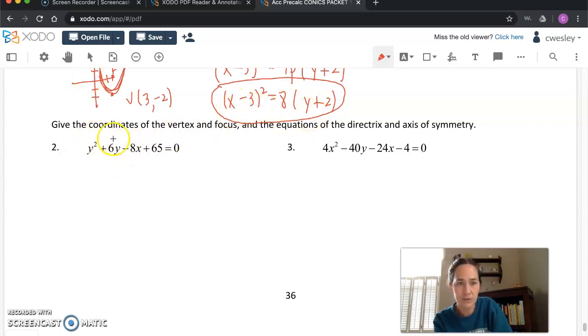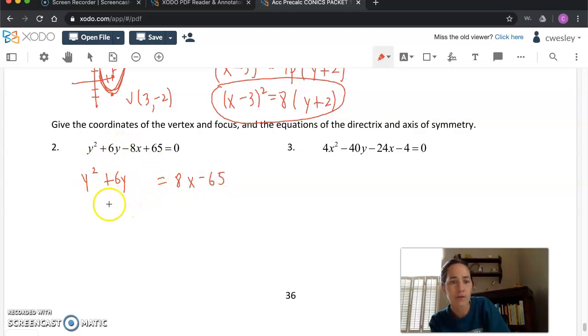So focus on the squared variable and keep stuff that has to do with y on the left-hand side. Everything else moves over. So the y squared and the 6y, I recommend keeping those on the left. Leave a space to complete the square. Everything else, constants, x terms, anything that's not involved with y is going to move to the other side. So we'll add an 8x to the other side and subtract a 65. So all squared term related things and all other terms get dumped over to the right.